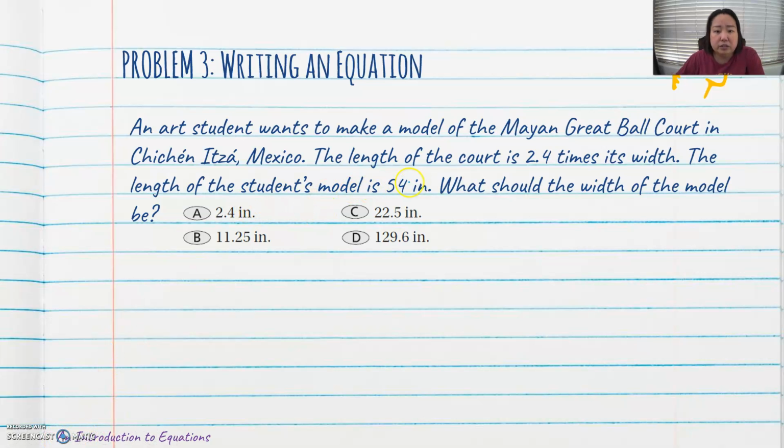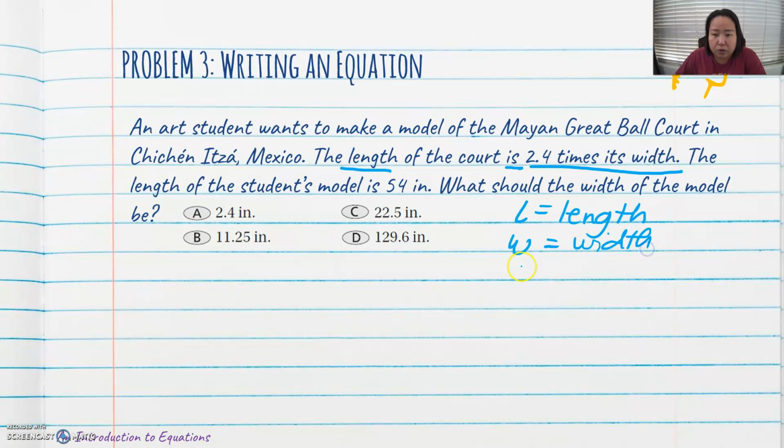It says here that the length is 2.4 times its width. If you remember when we started with algebraic expressions, we have English words that we have to translate into mathematical expressions. So this is where we can apply that knowledge. It says the length is, so we can use the variable L for length, and let's use the variable W for the width.